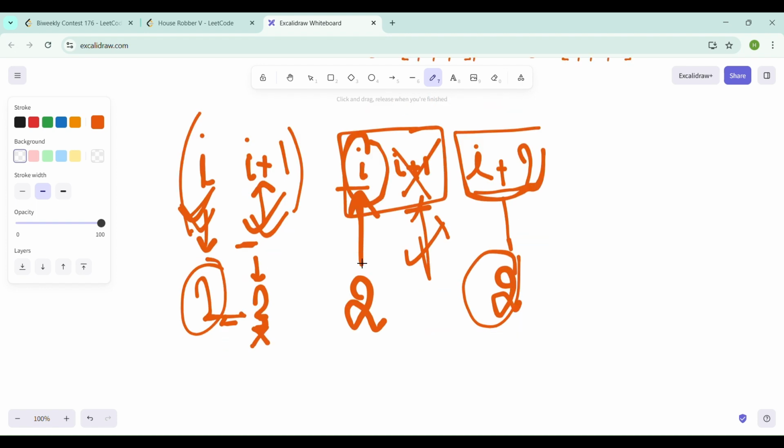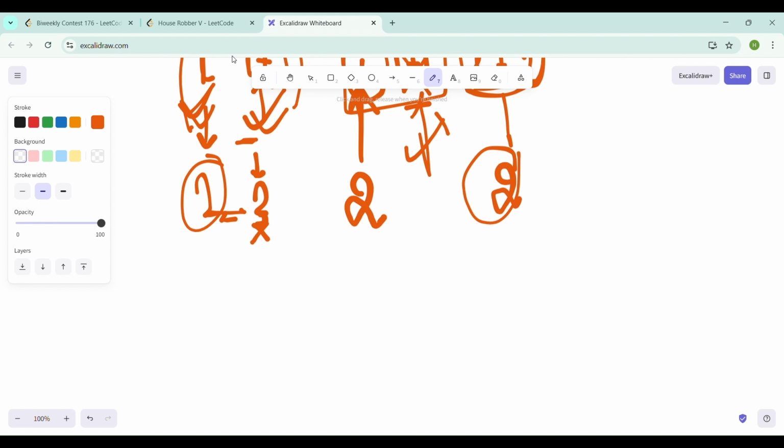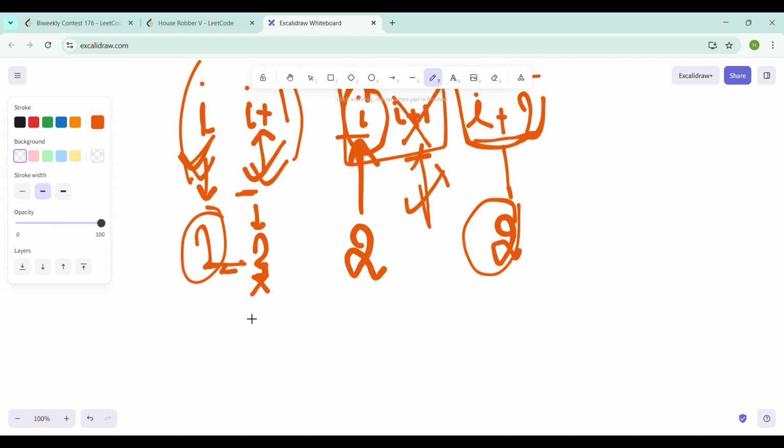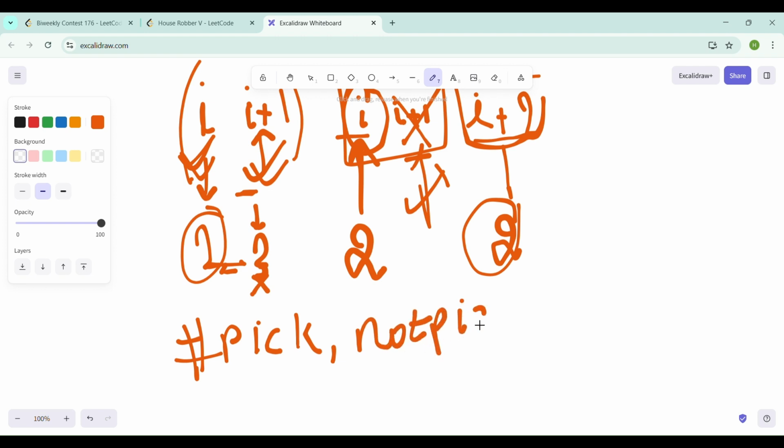So if you look closely, while I was explaining the problem statement to you as well, I was saying that if you want to pick this or if you don't want to pick this, because this is a classical DP problem of pick, not pick. If you don't know, no worries. This is an abstract problem. I will easily make you understand how to solve this problem, right?